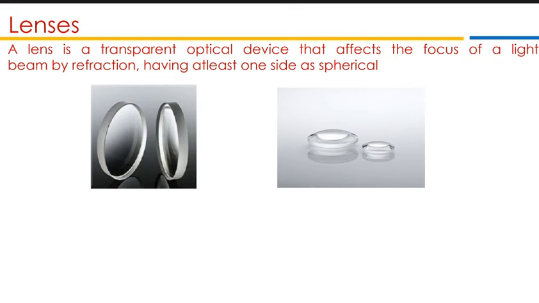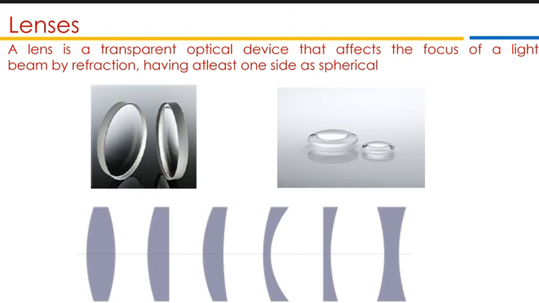The lenses are these kind of transparent objects, and one side needs to be spherical. Some are thinner from the center and thick at the edges, and some are thick at the center and thin at the edges. But at least one side should be spherical. There are different kinds of lenses we have. So here we will discuss only the first one, biconvex, that is thick at the center and both sides are spherical.